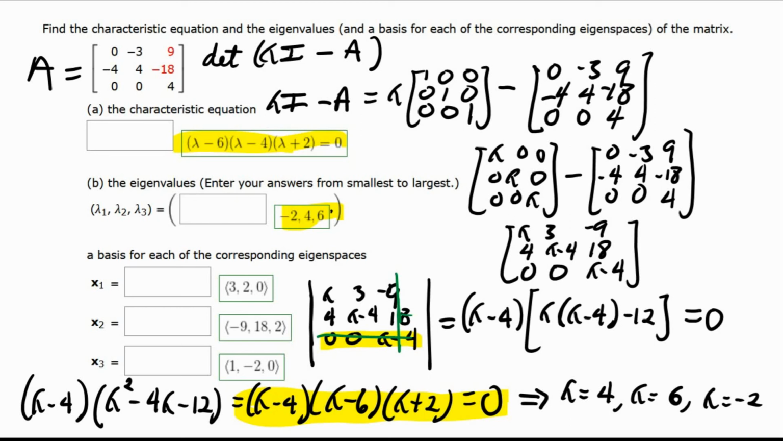Most of the way I do it, I just write the eigenvalues. It's not necessary to write them from least to greatest, but you know WebAssign is going to grade it like that. So by all means, put that information in there based on the way they want it. So it's the negative 2, 4, and the 6.